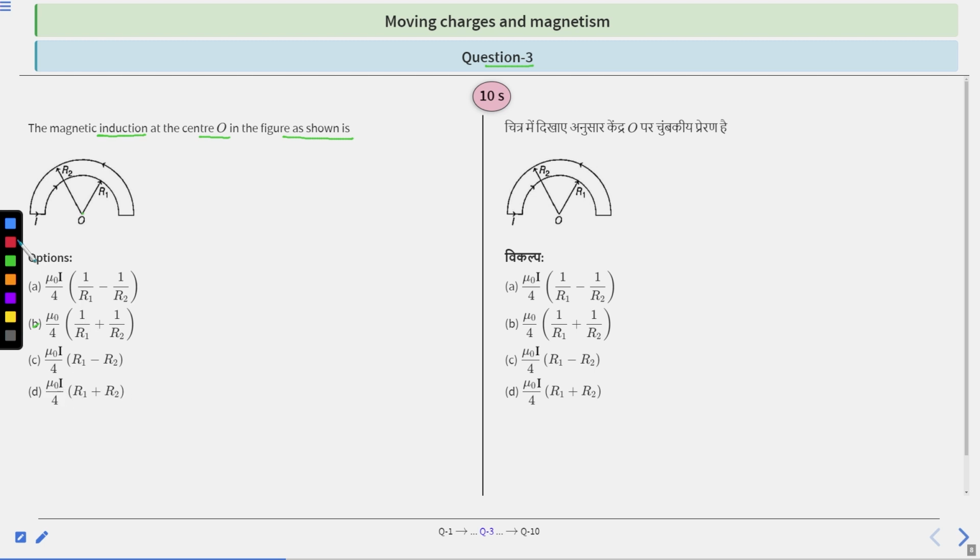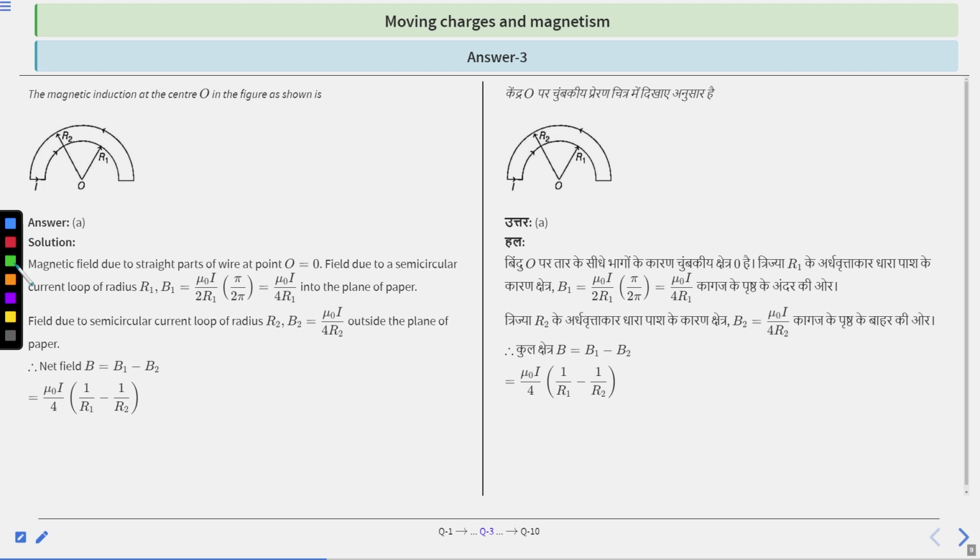So which one is correct? You have 10 seconds to solve this question. After 10 seconds, we will provide the solution of this question. Clear? Let's find a solution.